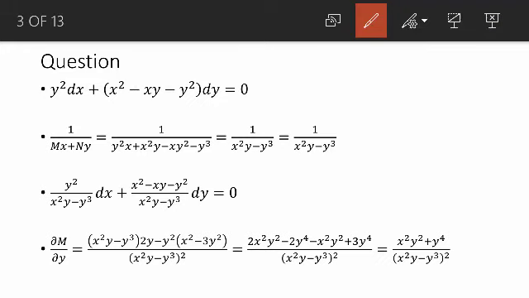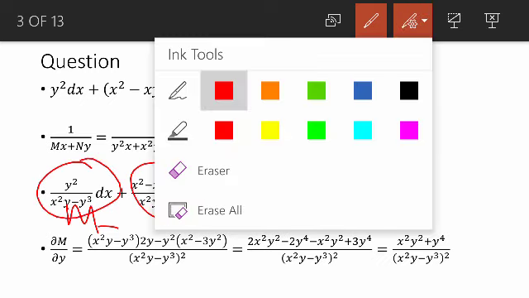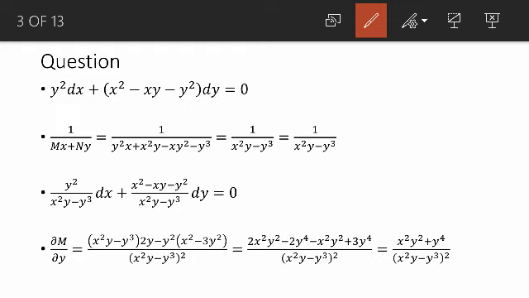Want to test if the equation is exact. So this is now our M and this is our N. That's the whole of this N, the whole of this M. Okay, so we find the M_y, that means differentiating M with respect to y.